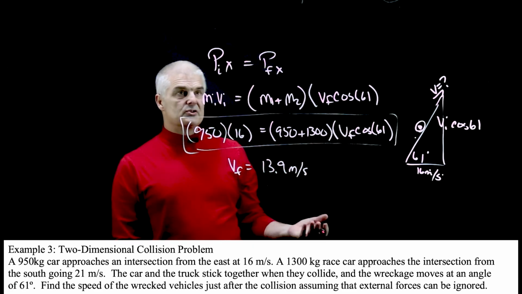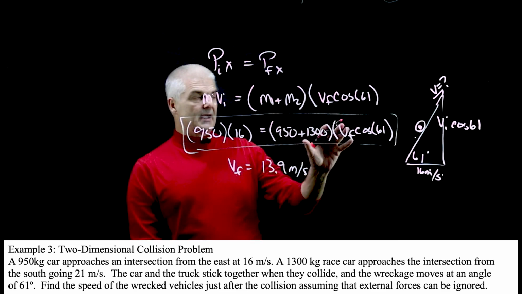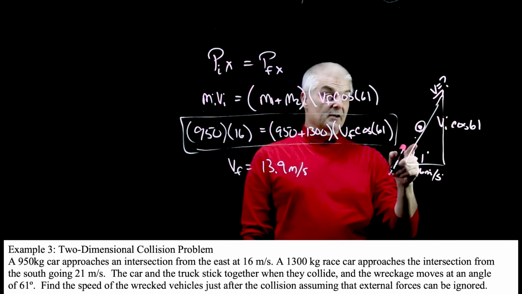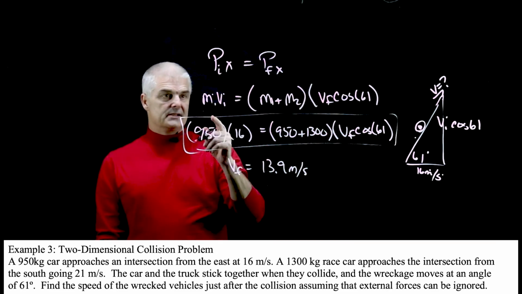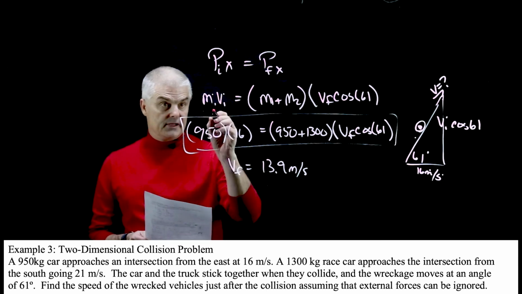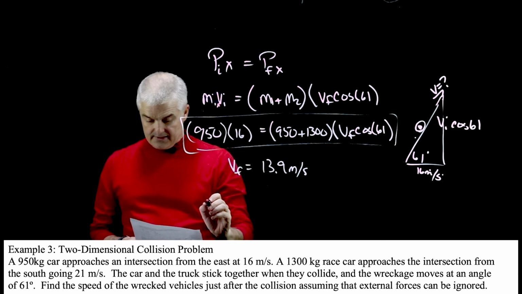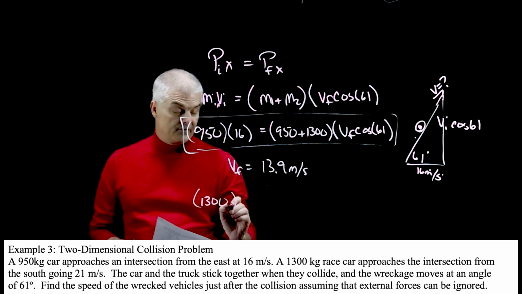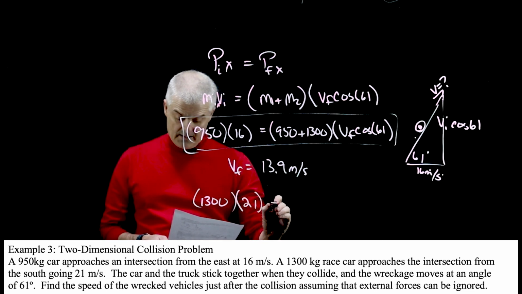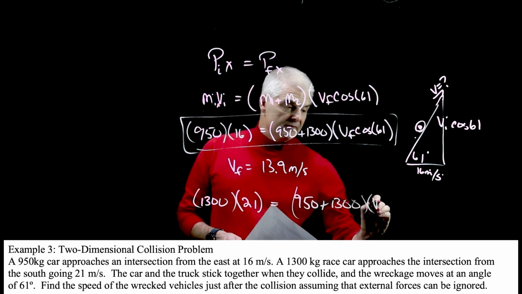Now you'll say, Mr. Bergmann, why did you do the y version? Guess what? We can do the exact same thing with the y. They have to agree, because if you've got 61 degrees and we know the final number, I didn't ask you to solve for the angle, which I might have done. It's the same idea. I'll just write it out. Instead of x, it's miy, so I said 1300, that's the mass of the sports car, times 21, he was moving faster, is equal to 950 plus 1300, same thing we do there, times v final.